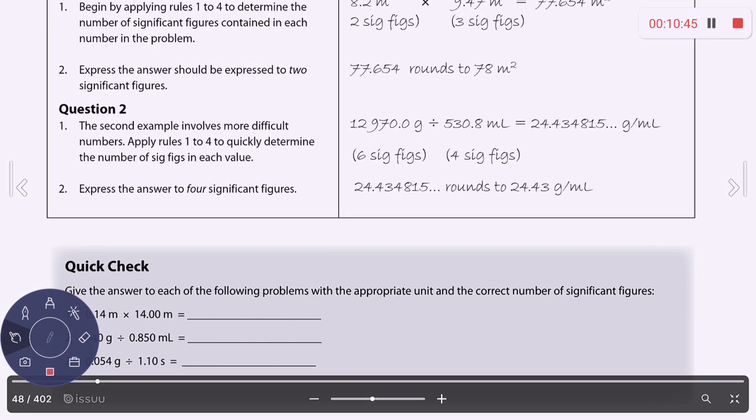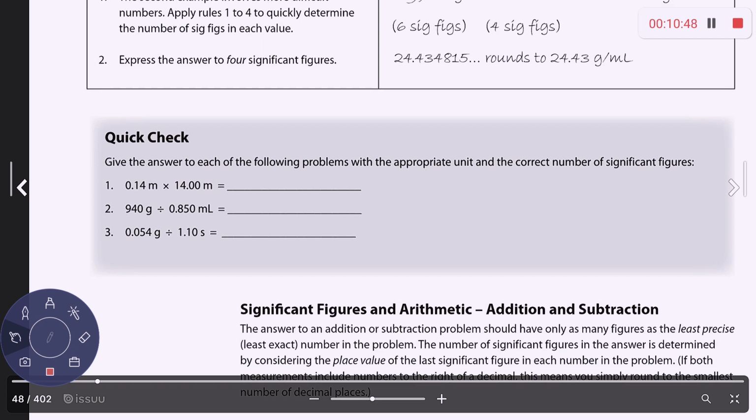Let's go right here. Let's take a look at number 1. Which has the fewer sig figs? 0.14 or 14.00? Yeah, so here I've got 2 significant figures because over here I've got 4. So anytime you multiply or divide, go with the fewest sig figs, which would be 2. So your answer should have 2 significant figures in it. So here you're going to get 1.96. That means this should round up to 2.0, and this would be meters squared.